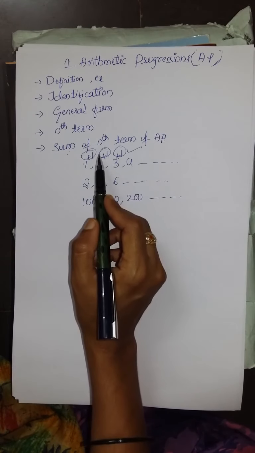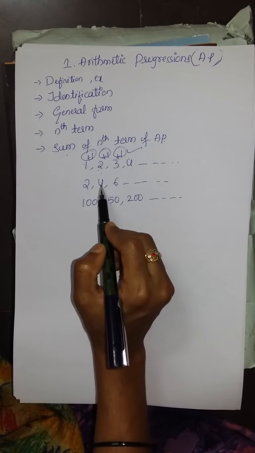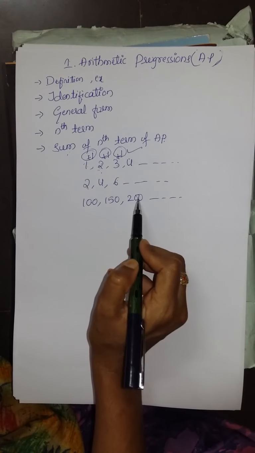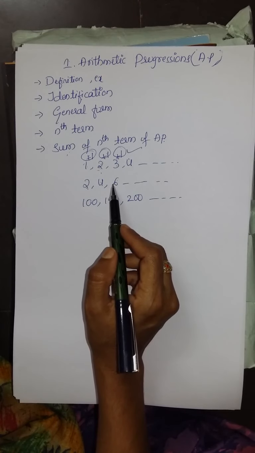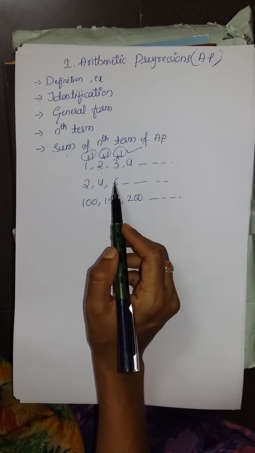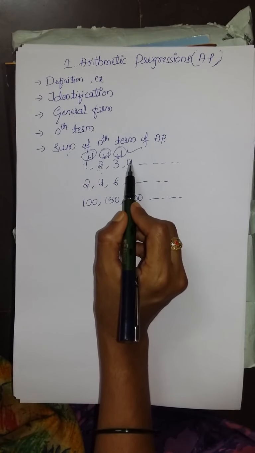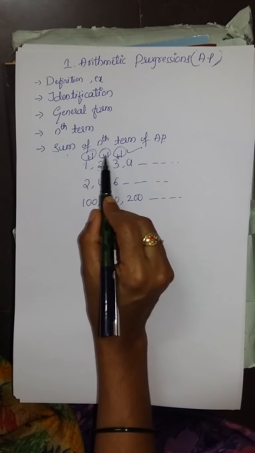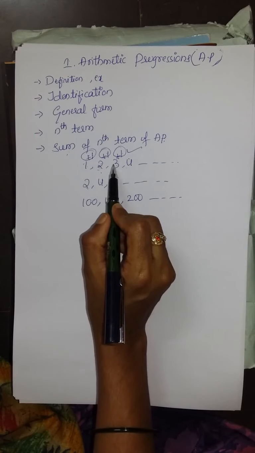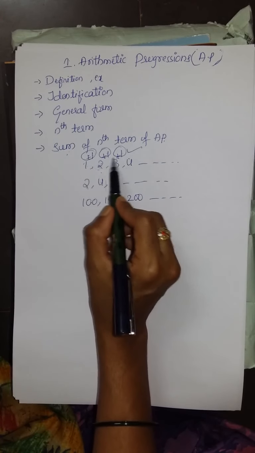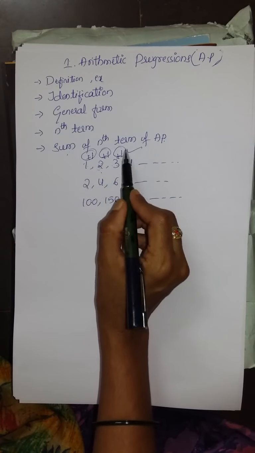So consider the lists of numbers 1, 2, 3, 4, and so on; 2, 4, 6; 100, 150, 200. In all these cases, each successive number is obtained by adding a fixed number. In the first example, each successive number is obtained by adding 1. Here 1 plus 1 is 2, 2 plus 1 is 3, 3 plus 1 is 4. Here we added 1 to get each successive term. So we added a fixed number.